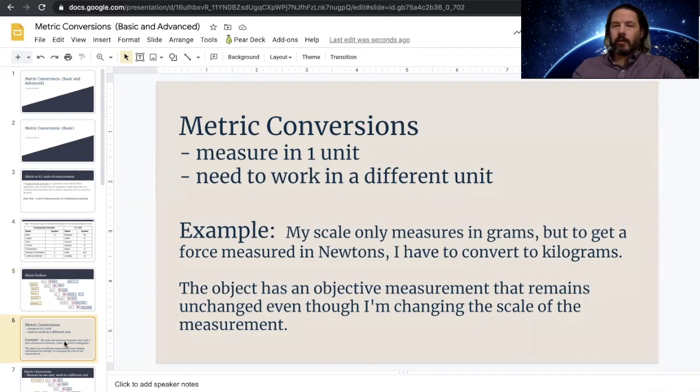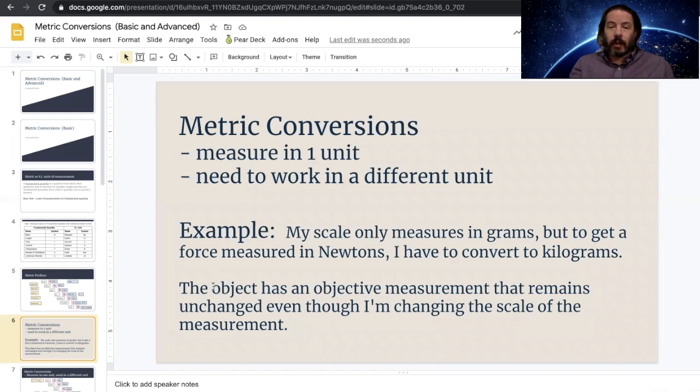How is this going to work? So when we're doing a metric conversion, basically we've measured in one unit, but we actually need to work in a different unit. So for example, when we get into the classroom, the scale that I have only measures in grams. But to get an actual force in newtons, we have to convert it to kilograms to do our calculation correctly. Okay, so we measure something in one scale, but then we have to convert it so we can use it in a different scale. That's the simple version of this.